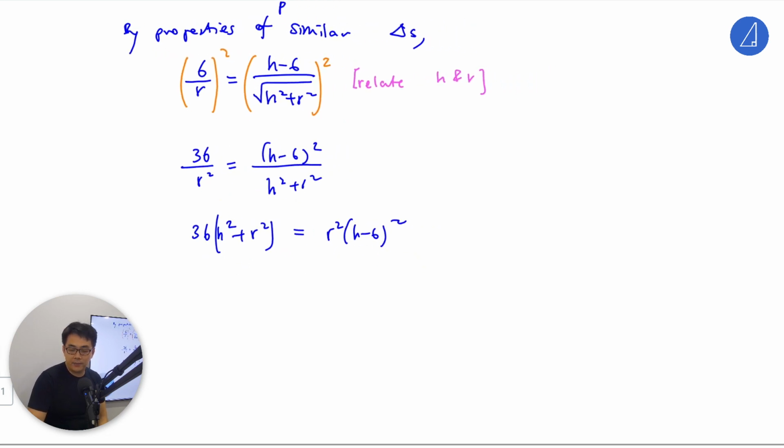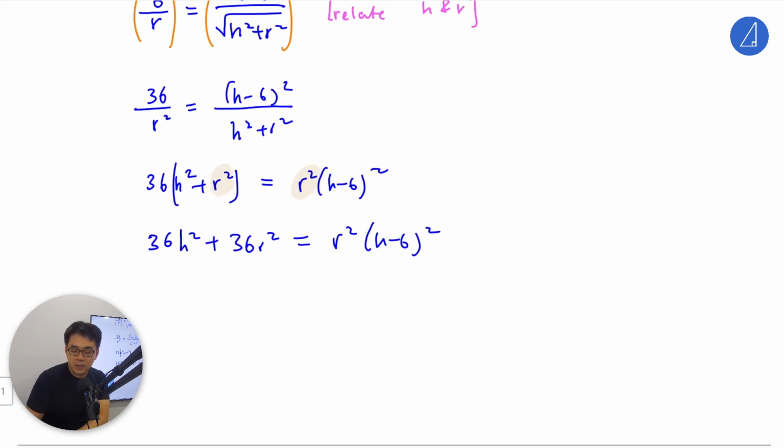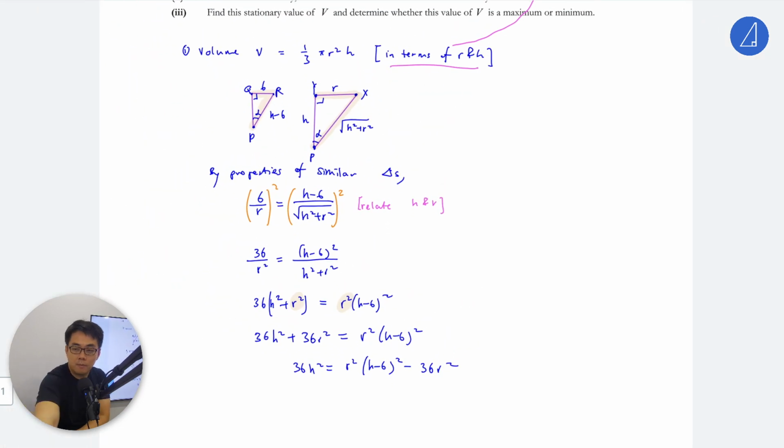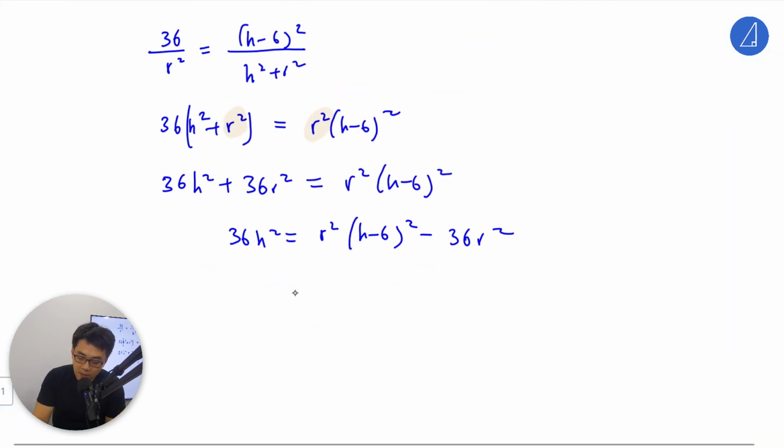Make r square the subject. So don't just expand first. Don't just see this one, then you expand, okay? You need to make r square the subject. So I'm going to just slowly make this. There you go. For this case here, this one here, r square times h minus 6 square minus 36.